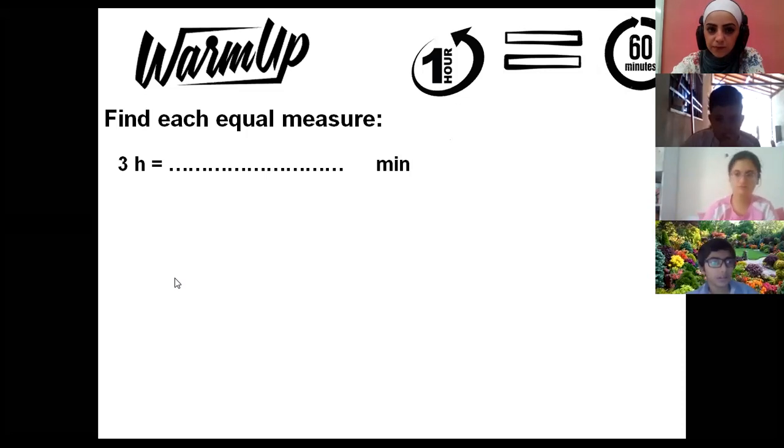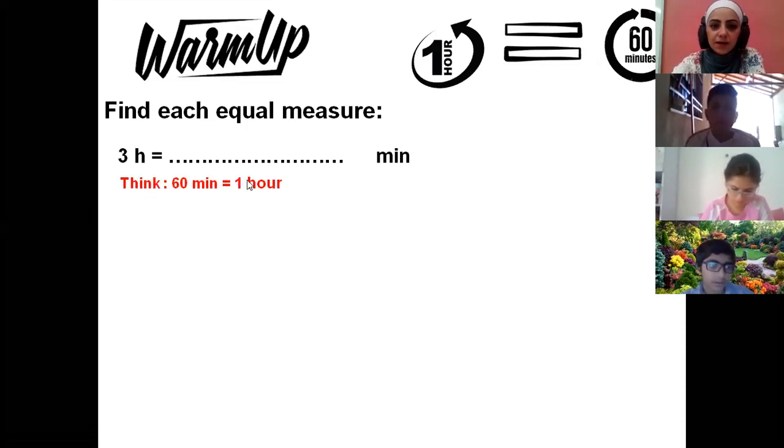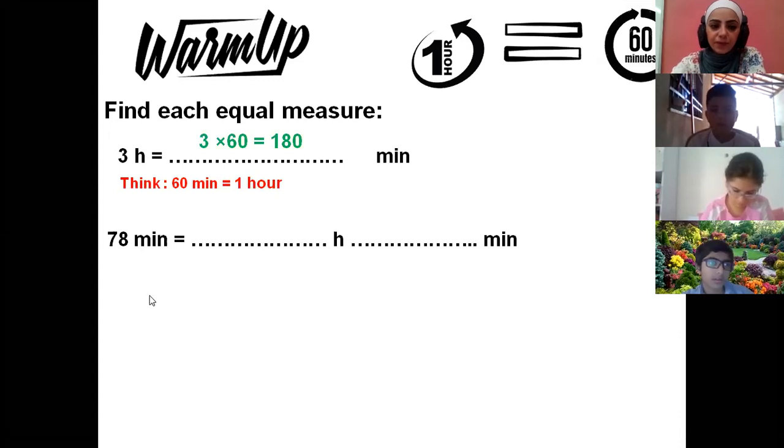We divide it by 60... 60 times 3. Times, yes. So we multiply it by 60. So 6 times 3 is 18. And then we put our zeros out. So 180 minutes. Yes.